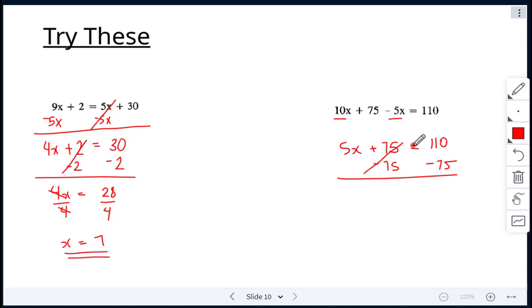110 minus 75 is 35. So 5x equals 35. And then we're going to divide by 5 on both sides, and we get x is equal to 7.